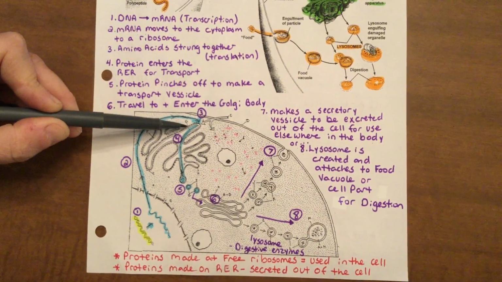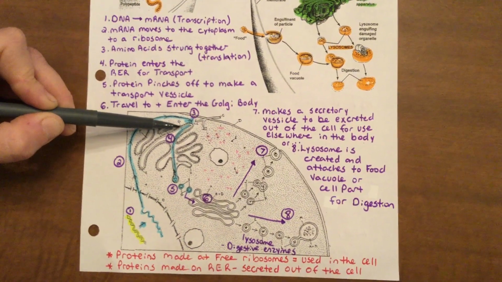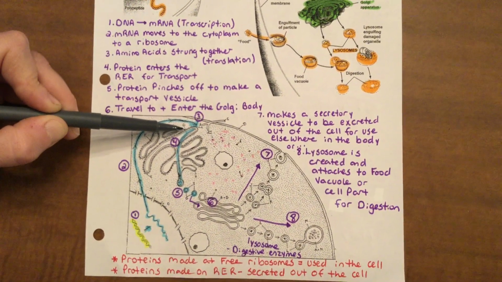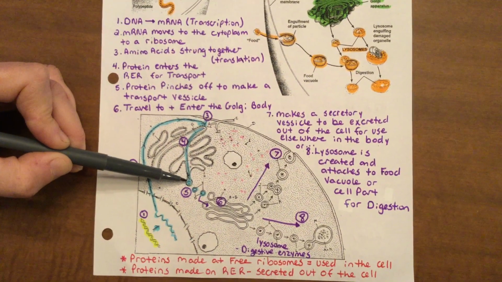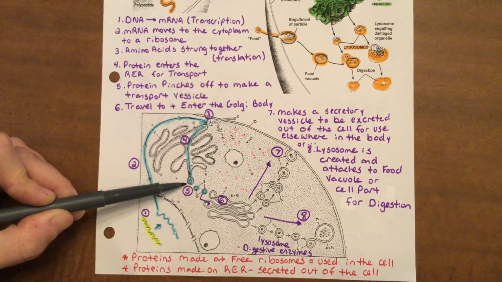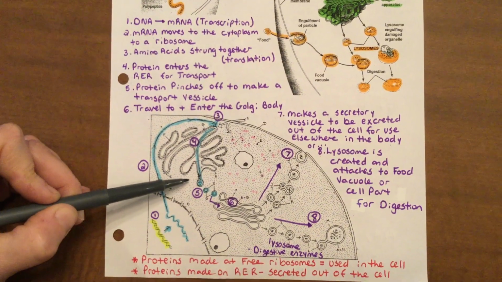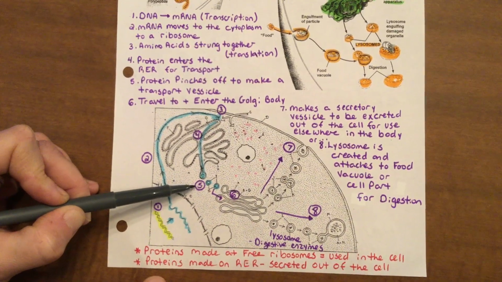So let's say we're here, and what's happening is that my amino acids are going to be strung together at that particular ribosome. That process is translation. The protein then enters and goes through the endoplasmic reticulum. That's my transport area. As it makes its way to the end of it, step number 5 here, it's going to pinch off, make a little transport vesicle. We just saw that on the previous diagram.